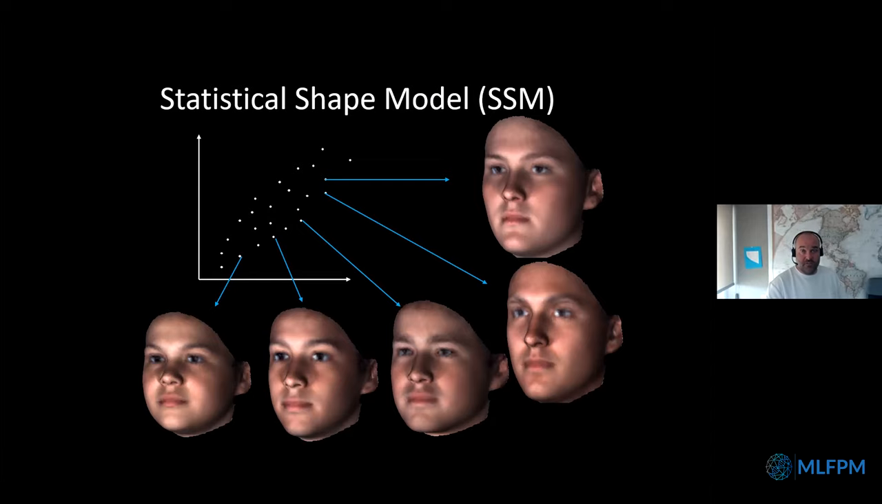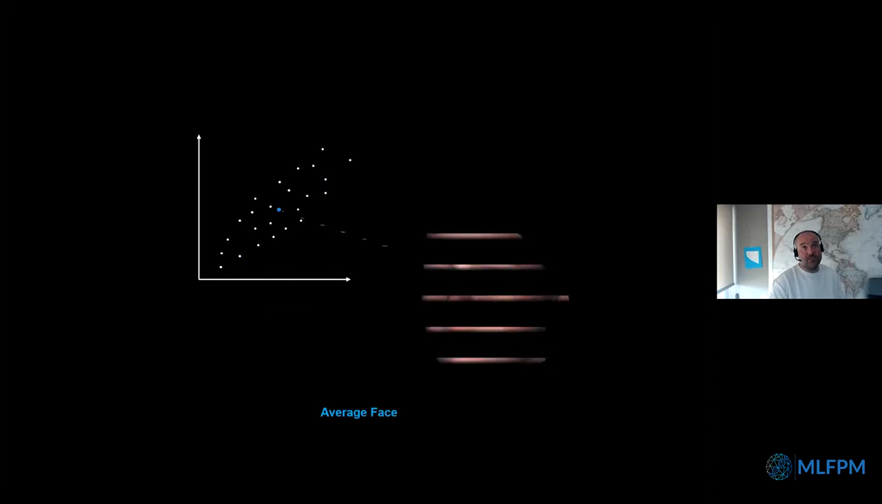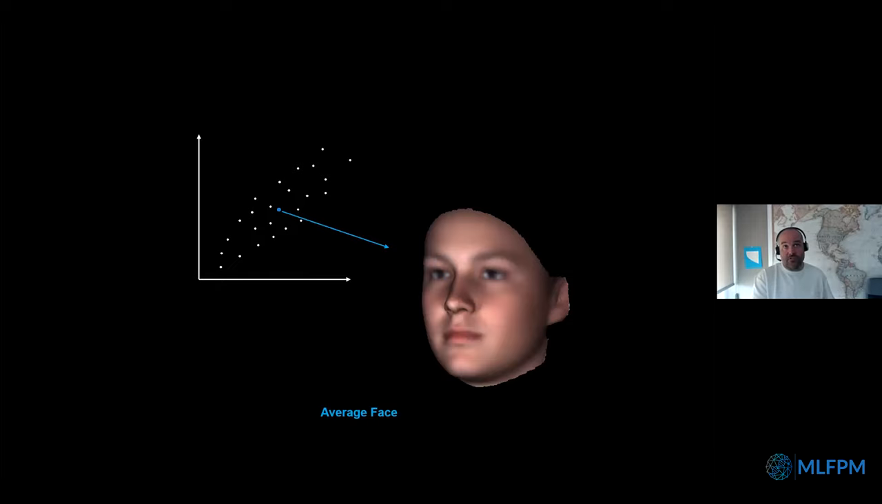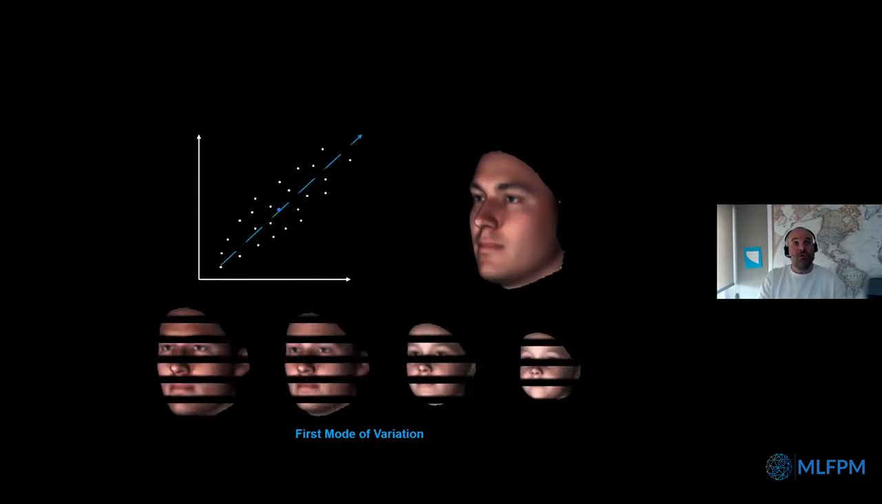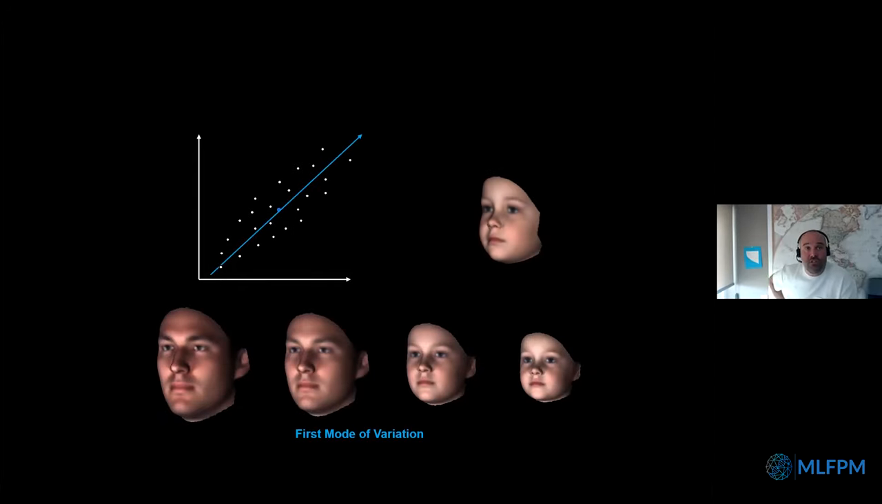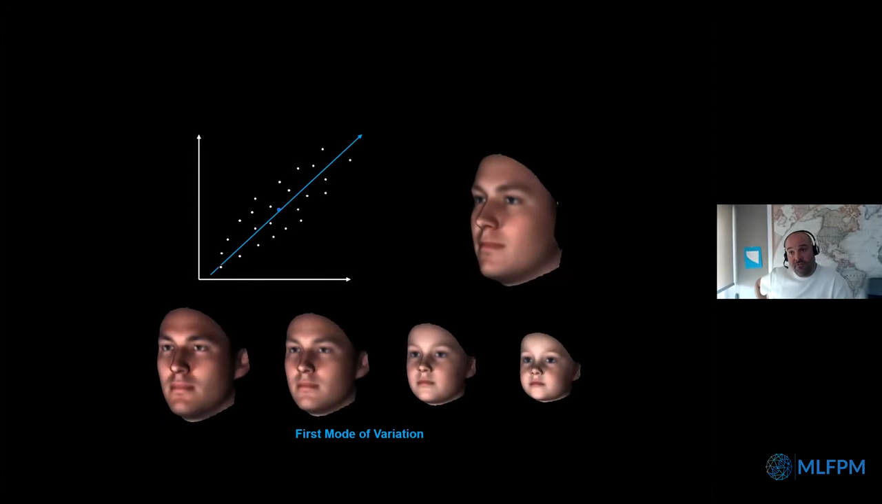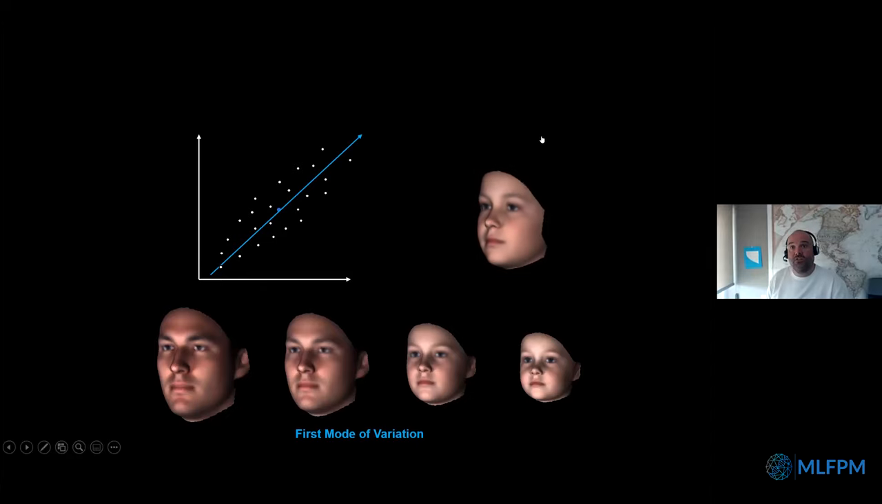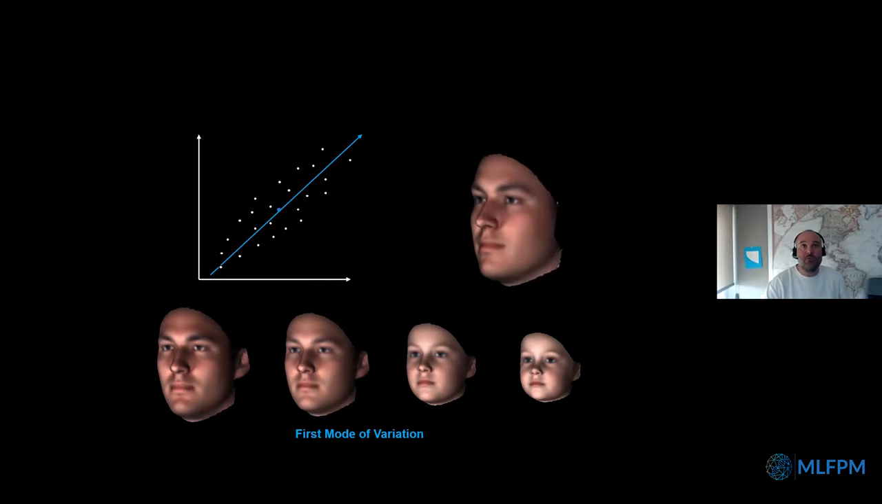And if you represent your data as such, it's really easy to construct, for example, the average face, which is basically the gravity point of your point cloud. Or you can also look for modes of variation. In this case, it's showing me differences of faces due to age. On the one side, if I would move along this direction, I have very young, small faces. On this side of the direction, I have older, more matured facial shapes. So this is a mode of variation that you can extract from your images.